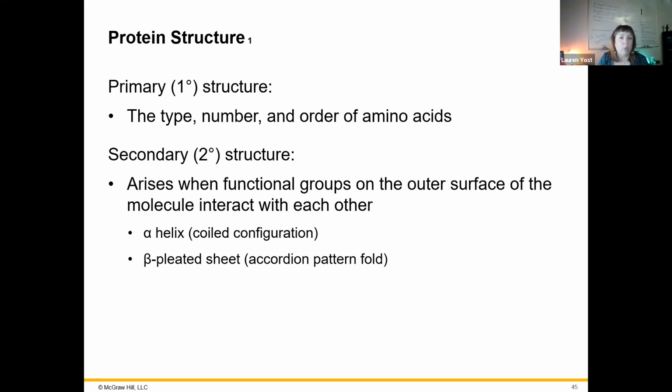And either way, whenever you have your long chain in your polypeptide of amino acid 1, amino acid 2, amino acid 3, amino acid 4, phenylalanine, tyrosine, tryptophan, and whatever, that is your primary structure. So that's just your basic amino acid sequence of that protein or that polypeptide. The secondary structure arises whenever the functional groups on the outside interact with one another.